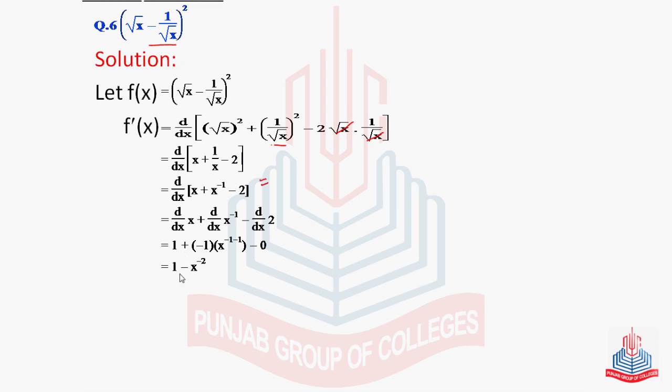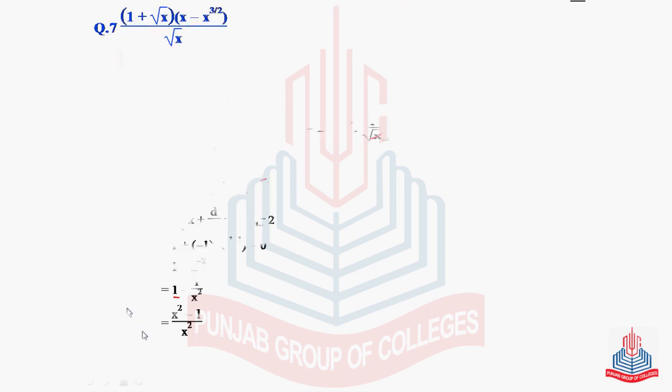So here we have 1 as it is. This plus minus will be minus x raised to the power minus 2, and as this is in the form of negative power, we can make it positive by shifting it to the denominator. So that will be 1 minus 1 over x square. After taking LCM, that will be x square minus 1 whole divided by x square, which is actually the derivative of our given question.